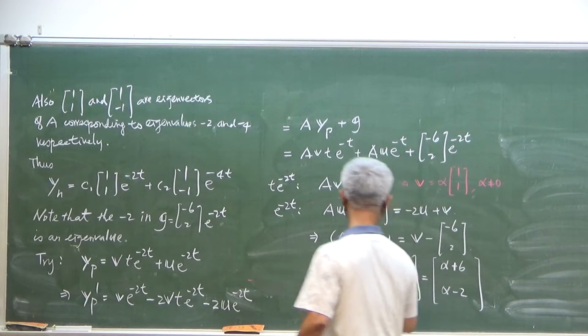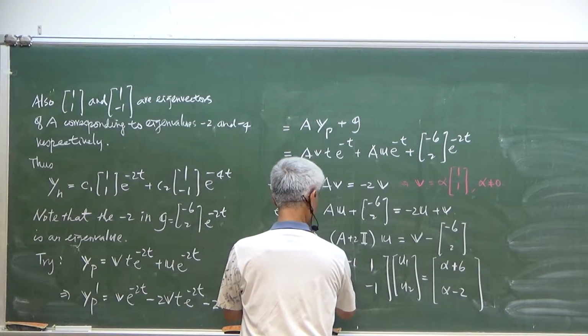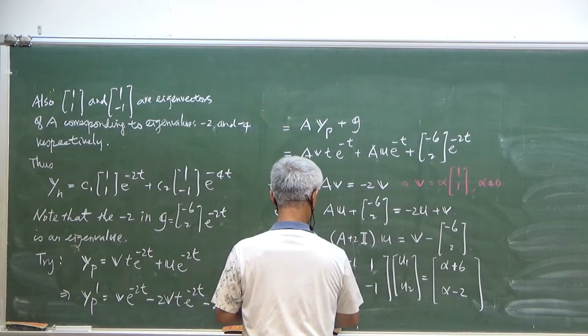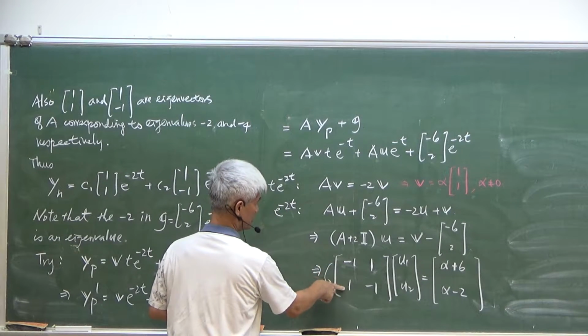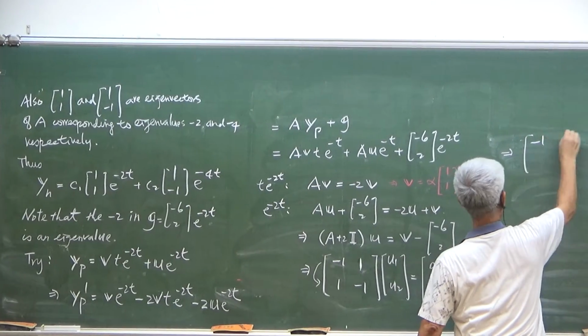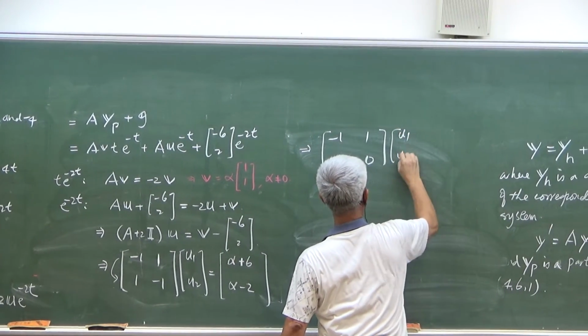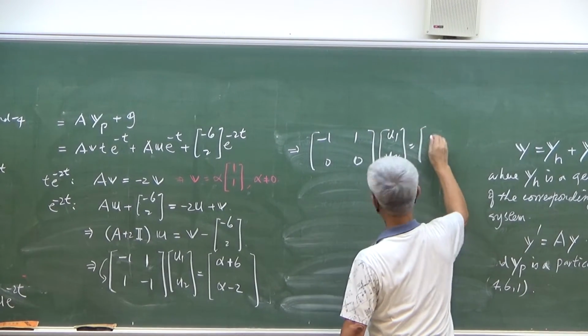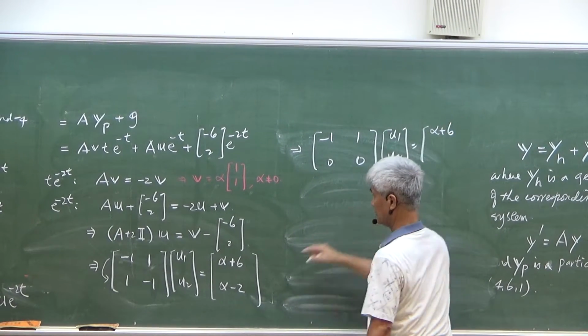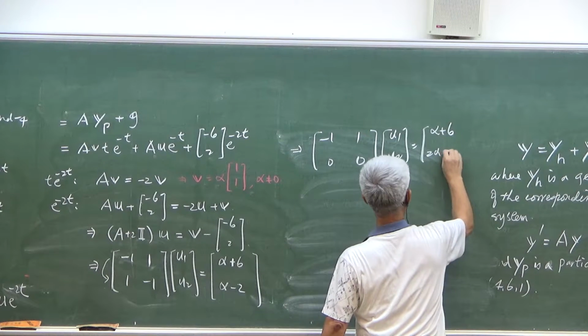Now we add the first row to the second row. So we have minus 1, 1, 0, 0, u1, u2, alpha plus 6, and here, so this is 2 alpha plus 4.